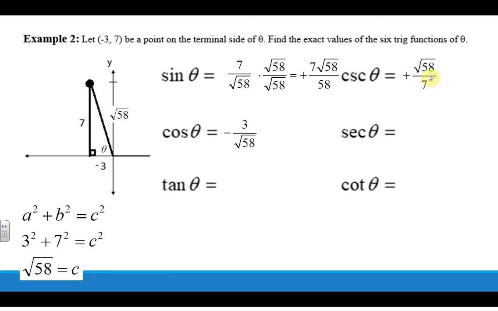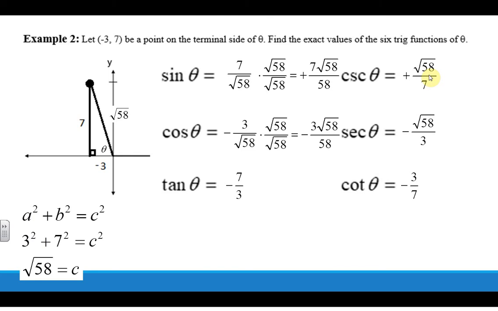So cosine is adjacent over hypotenuse, so we're going to get negative 3 over radical 58 because cosine's negative. Rationalizing looks like that. Go to the original and flip it. Now tangent's the easy one. It's just y over x. So the y coordinate is 7, the x coordinate is negative 3. So there you go. Cotangent, flip it. And that's all there is to it.